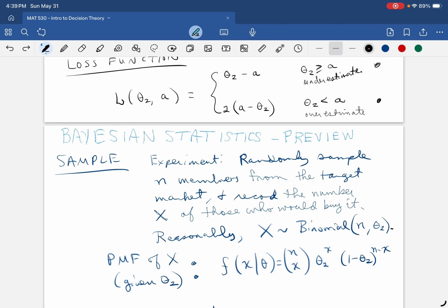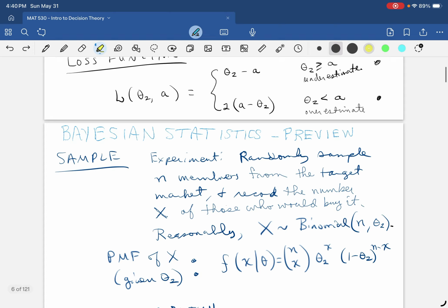And so a reasonable experiment would be what you see here, and that is to randomly sample little n members from the target market, and then let x be the random variable which records how many of those say that they would buy this drug. And so reasonably, we could say that that random variable x is binomial little n comma theta 2.